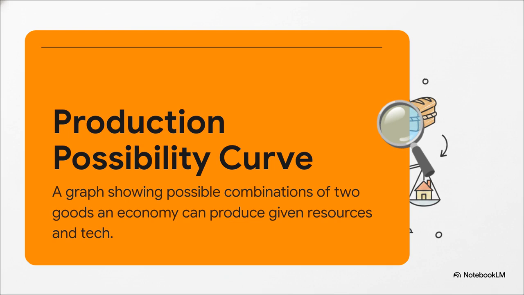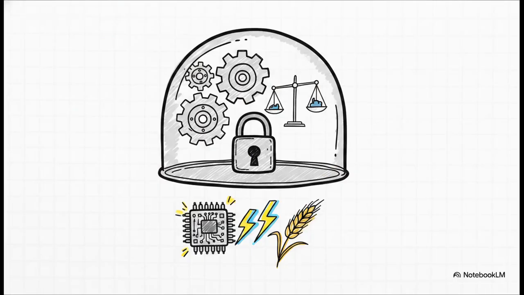It's basically a graph showing the possible combinations of two goods an economy can realistically produce, given the resources and tech it currently has. It literally draws a boundary line between what is achievable for society and what is scientifically impossible. But for this blueprint to actually work, we've got to set up a controlled environment, basically the rules of the game. We operate under 4 core assumptions here.